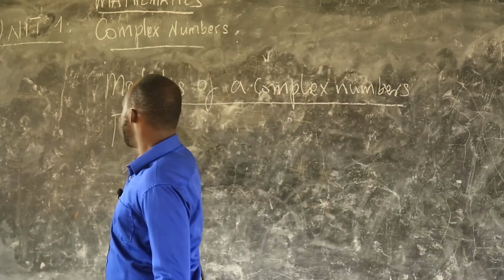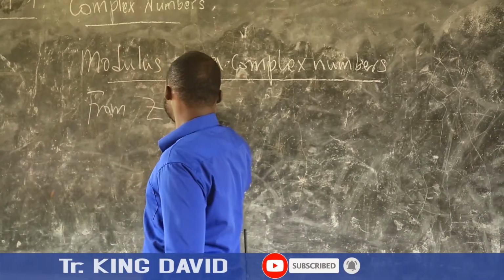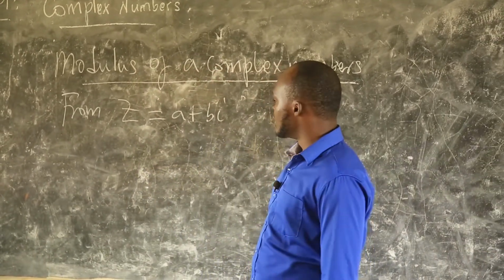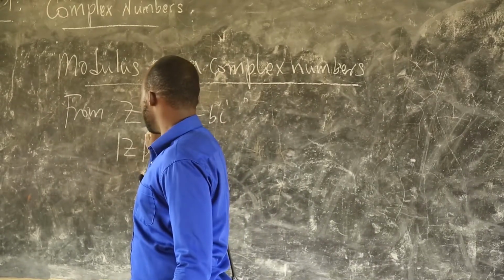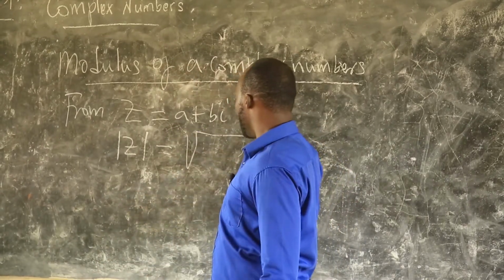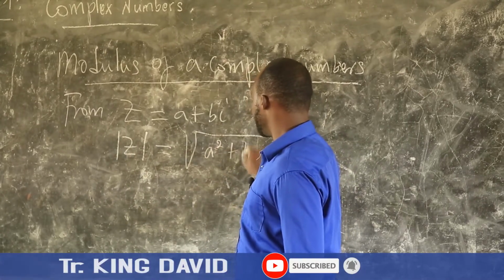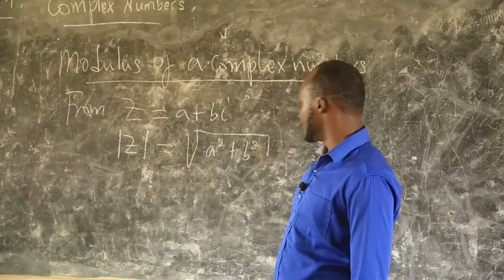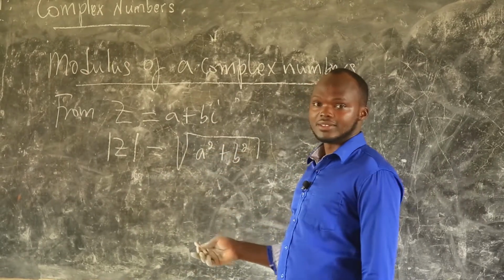How do we get the modulus of a complex number? From z equal to a plus bi, which is the algebraic form of a complex number, the modulus of z is the square root of a squared plus b squared. That's how we find the modulus of z. Just the real part squared plus imaginary part squared.